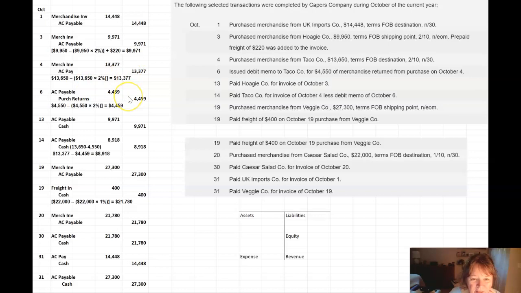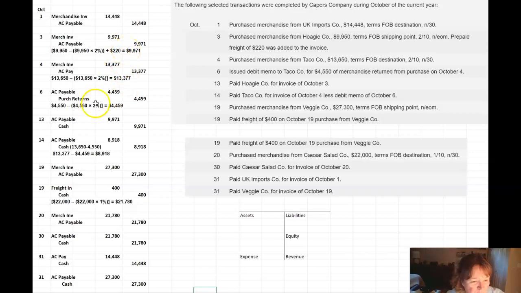Then in 6, we issued a debit memo to Taco for $45.50. Wait a minute. This is wrong. What's the date on this one? This is a debit memo for $45.50. So that would be $45.50 minus the 2%, or $44.59. Yeah, $44.59, because that's how much we had it in at the net amount before.